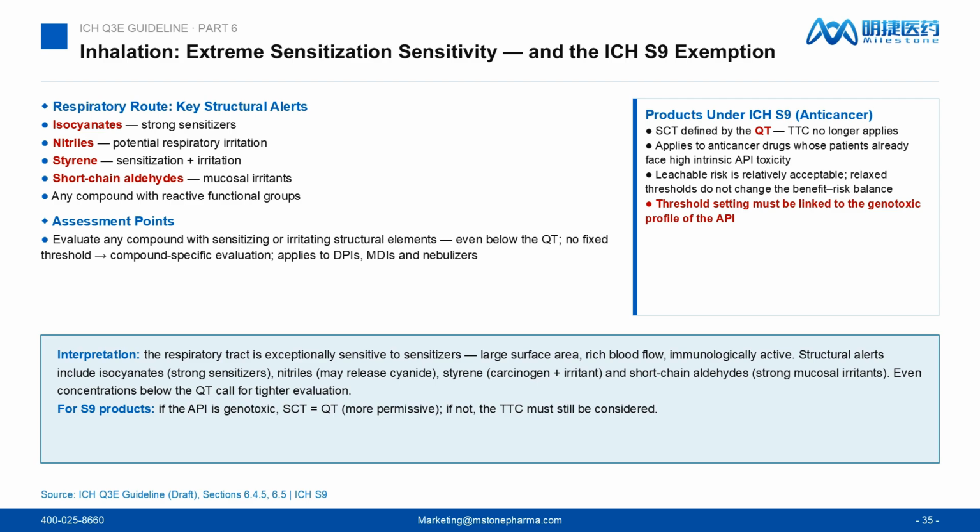Then a very different situation: products under ICH S9, anti-cancer drugs. Here the logic relaxes. The SCT is defined by the QD alone, the TTC no longer applies. Why? Because these patients already receive intentionally cytotoxic drugs, the incremental risk from a trace leachable is negligible against the therapeutic reality. But the linkage matters. This relaxation depends on the API's genotoxic profile. If the API itself is not genotoxic, the TTC consideration returns. Risk-benefit thinking, written into a threshold.